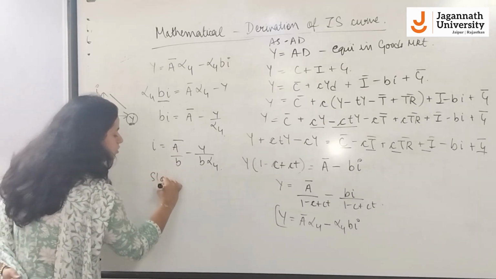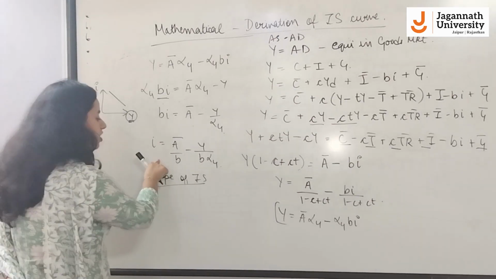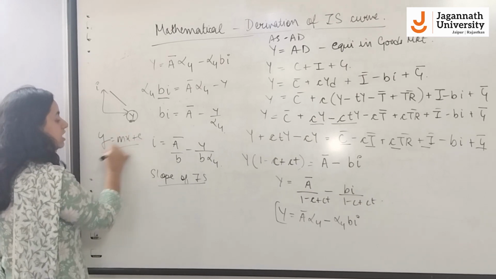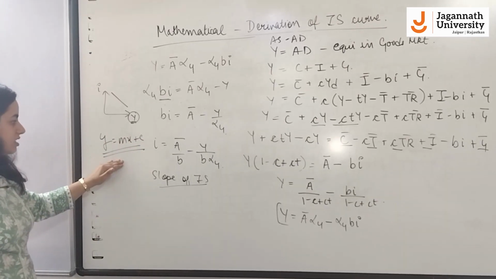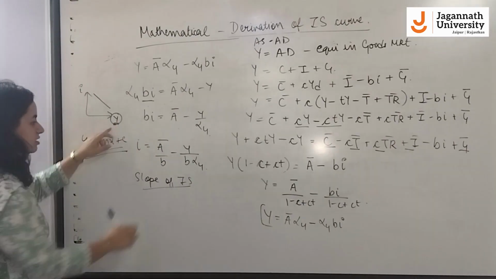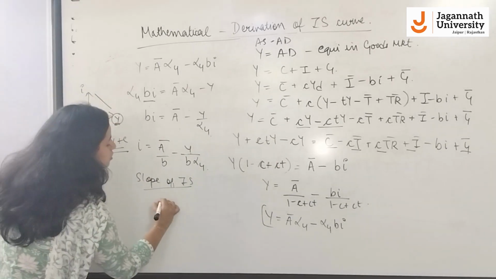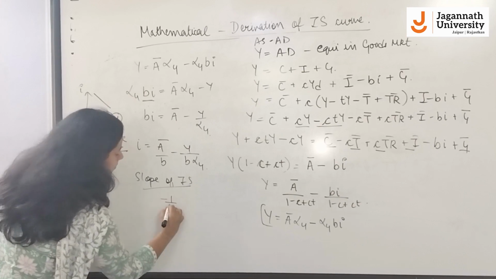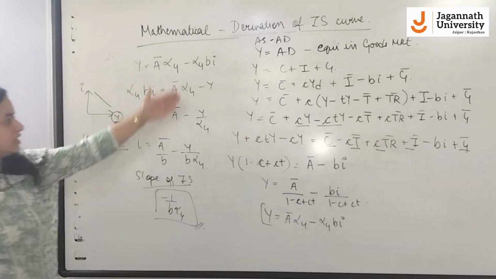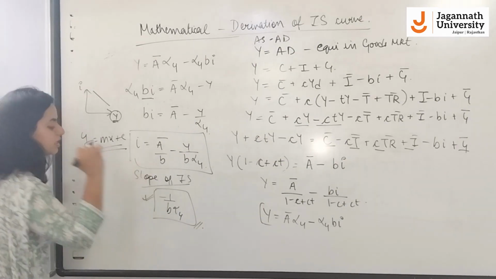Now I am talking about the slope of the IS. Previously we discussed the slope of the investment curve. Now we are talking about the slope of IS. Again I am using that format: y is equal to mx plus c. Again the same, so y in this case is I, and x in this case is y. So the coefficient of y here will be the slope of IS, which is minus 1 upon b into alpha g. This is the slope of the IS curve. So this is how we derive the IS equation. This is my IS equation, and this is the slope of the IS equation.